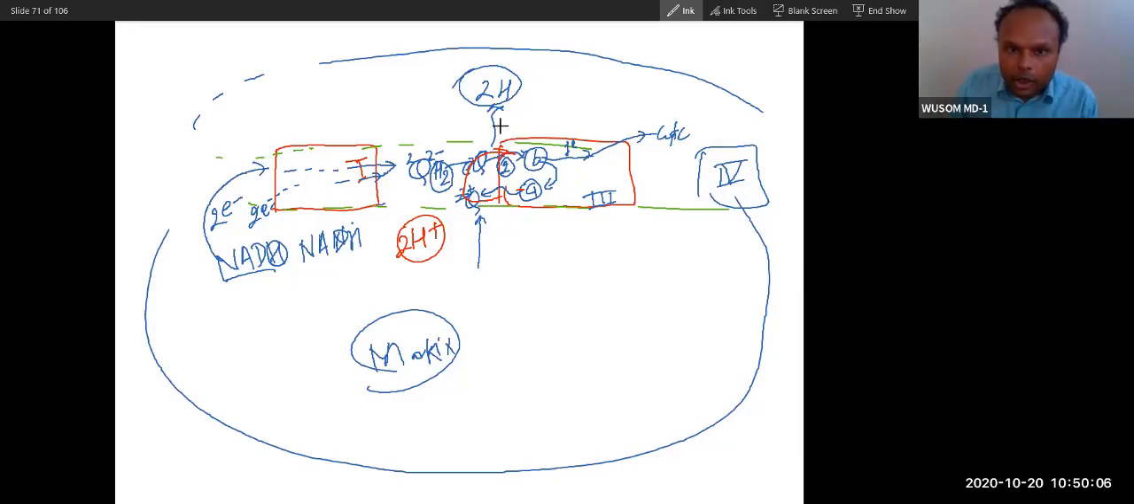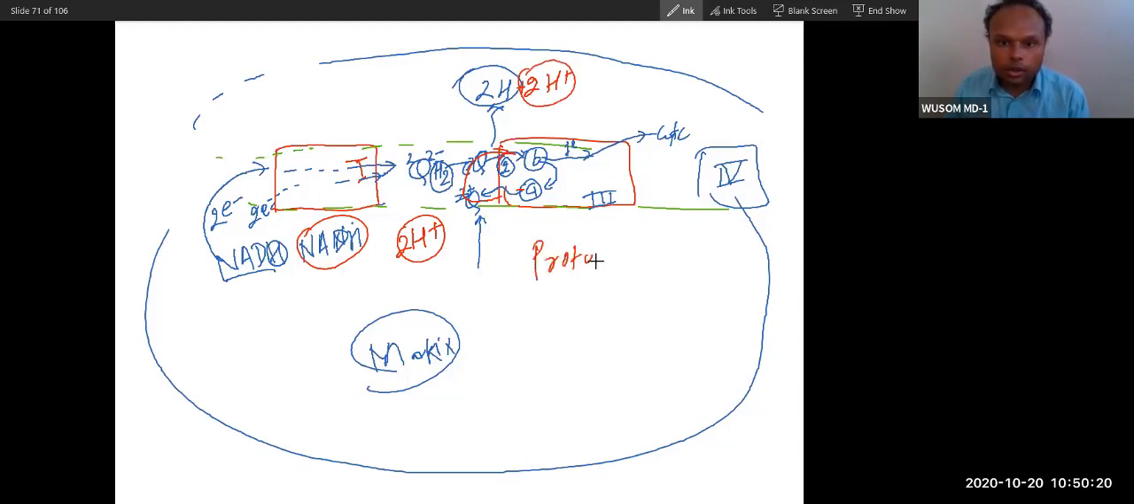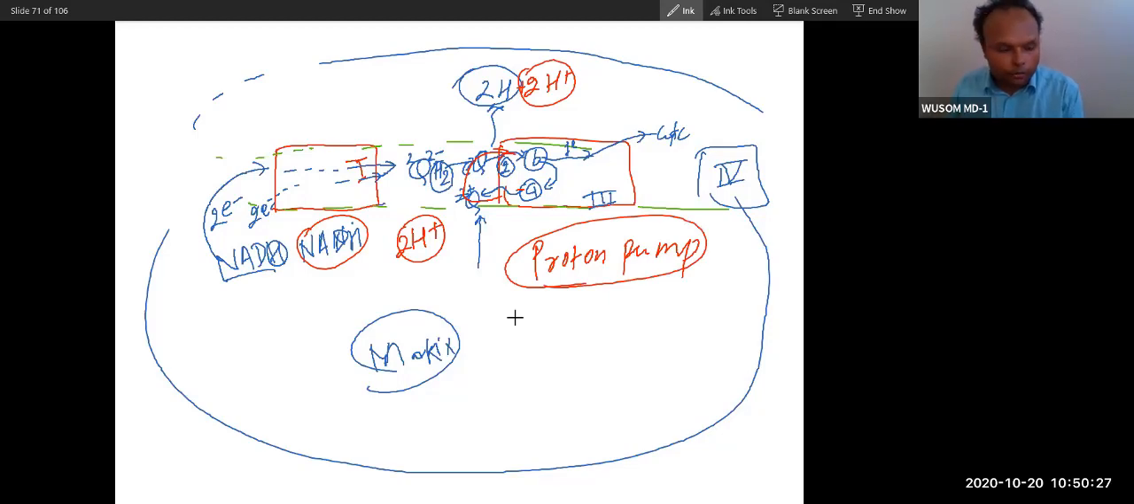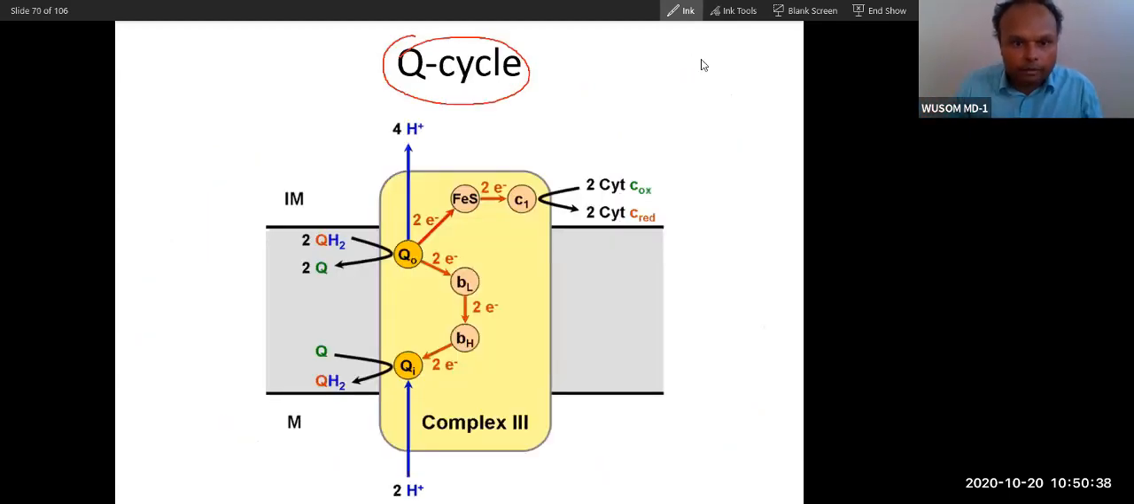Now in the second step, when the second NADH transfers this electron, again there will be pumping of 2 protons. So this is called Q cycle. The significance of Q cycle is proton pump. The question will not come from this. Sometimes questions come very less frequently from this concept, but you may come across this Q cycle. Q cycle is very famous, so you may come across it. That is why I explained.